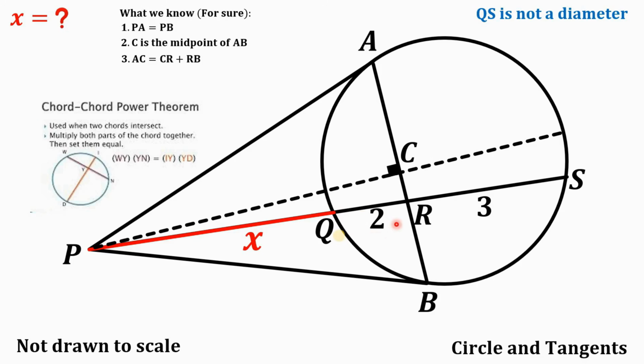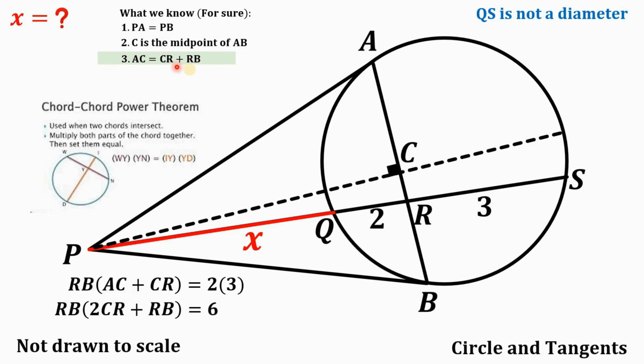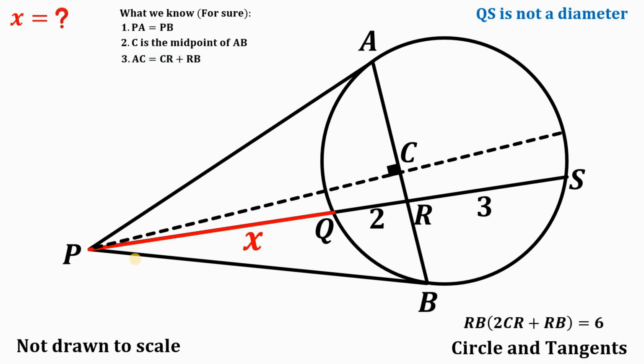So using this concept on our given, we can say that RB, this is RB, multiplied by this segment, AC plus CR, equals 2 times 3. Also take note that AC equals CR plus RB. So we can replace this AC with CR plus RB. So this becomes RB multiplied by 2 times CR plus RB equals 6. Now let's set aside this result.